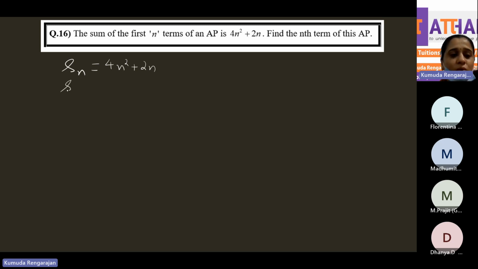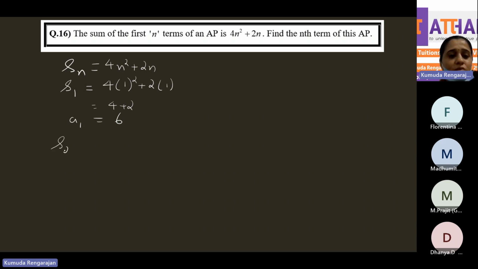Now let's find S1. What is S1? 4 into 1 squared plus 2 into 1. And what is it? 4 plus 2, which is 6. S1 means the sum to one term, that means the first term only. So A1 is 6, correct?